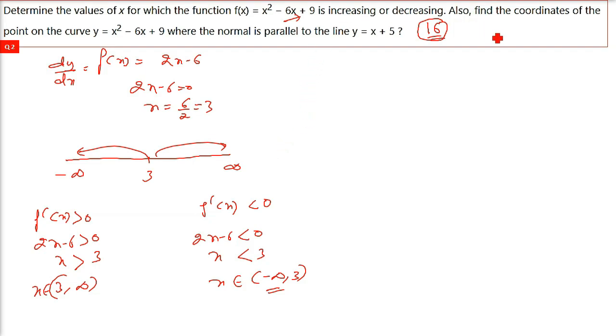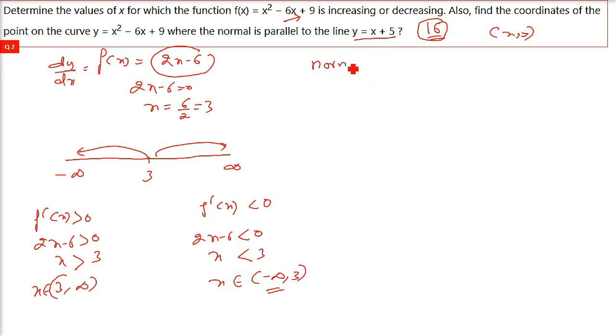Now coming to finding the coordinates. We are interested in x and y. We already found the slope: 2x minus 6 is the slope of the tangent. What is the slope of the normal? Minus 1 divided by dy by dx, where dy by dx is nothing but the slope of the tangent.